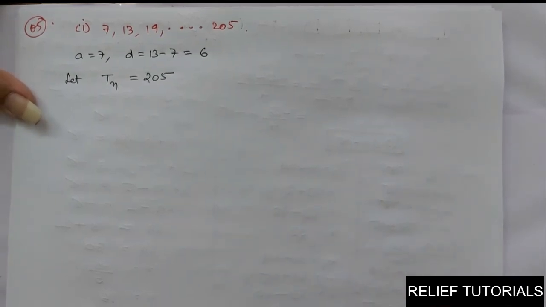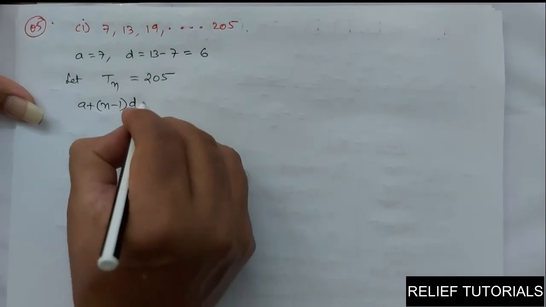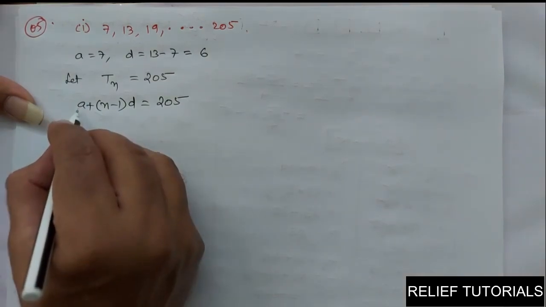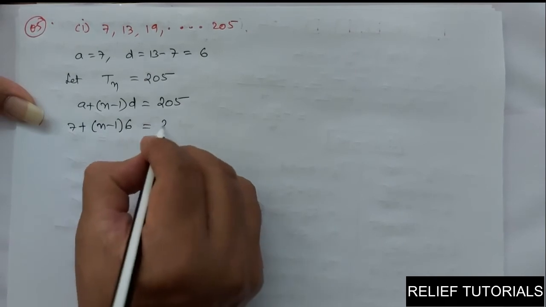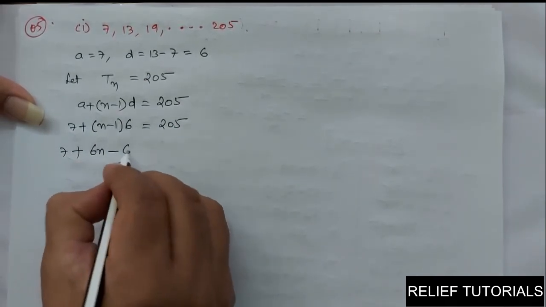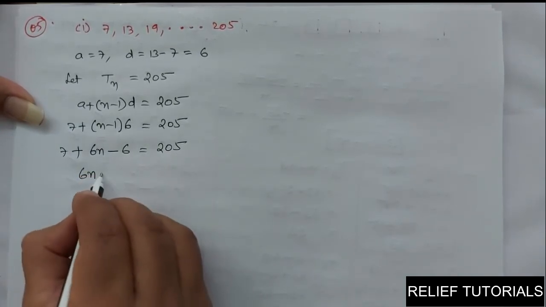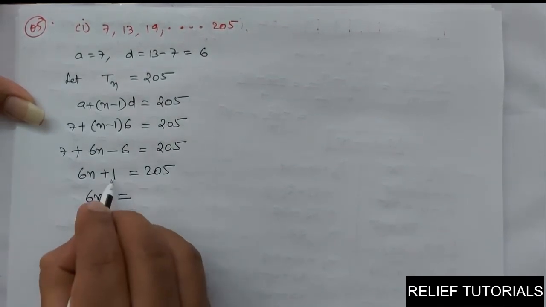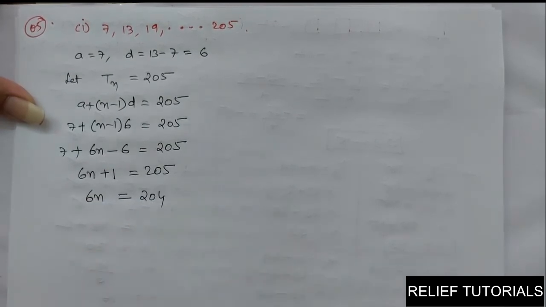Okay. So Tn is equal to 205. Now Tn means A plus (n minus 1) into D is equal to 205. Now A is 7, plus (n minus 1), the difference is 6, is equal to 205. So 7 plus 6n minus 6 is equal to 205. So 6n, 7 minus 6 is plus 1, is equal to 205. So 6n is equal to 205, this plus 1 goes here as minus 1, 205 minus 1, so 204.